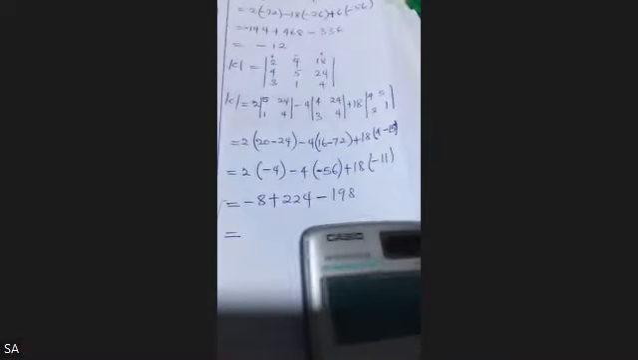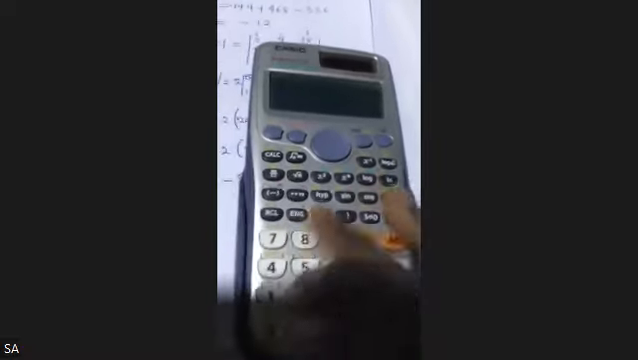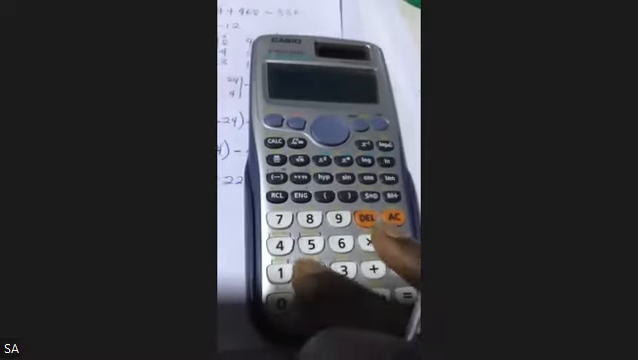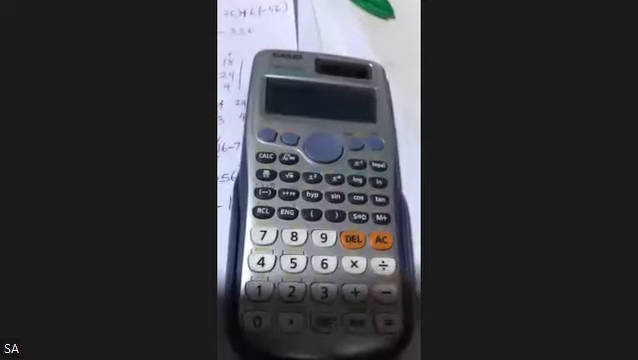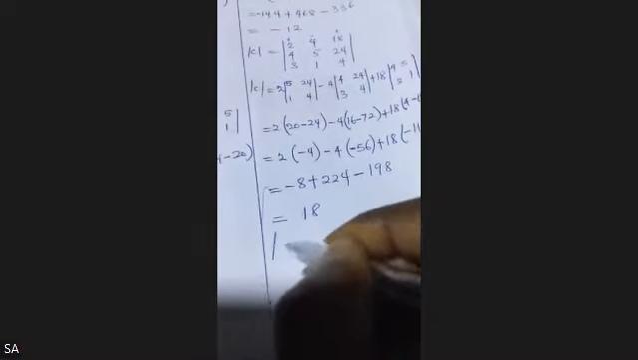So now let's sort it out. Let's say I don't know how to calculate it with my head. I can use my calculator. I have minus 8 plus 224 minus 198. I press my equal sign. My answer is 18. So you can see the determinant of C is 18. Any question, please?